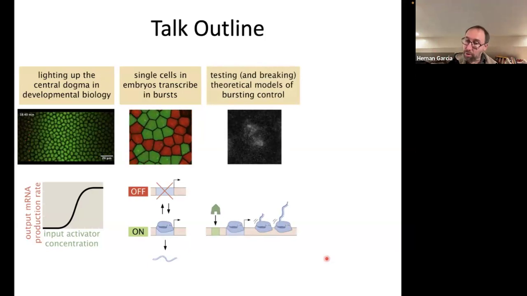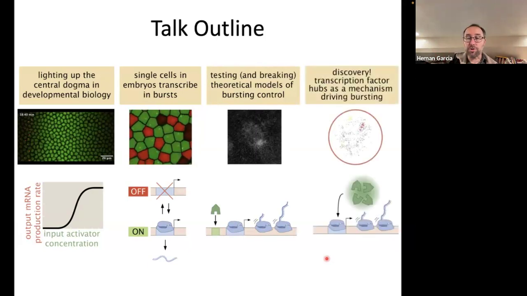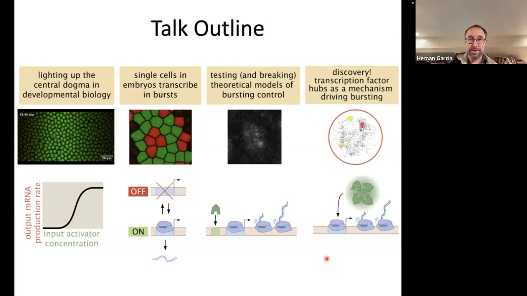And so we're going to start going through multiple cycles of theory and experiment trying to answer that question. And every time we go through one of these cycles, what we're going to find is that we're going to break the model. And ultimately, we're going to converge on a discovery, which is that transcription factors are not uniformly distributed throughout the nucleus, that they can be present in clusters. And when you acknowledge that these clusters exist, you can come up with theoretical models that can recapitulate the bursting phenomenology, at least to some degree.